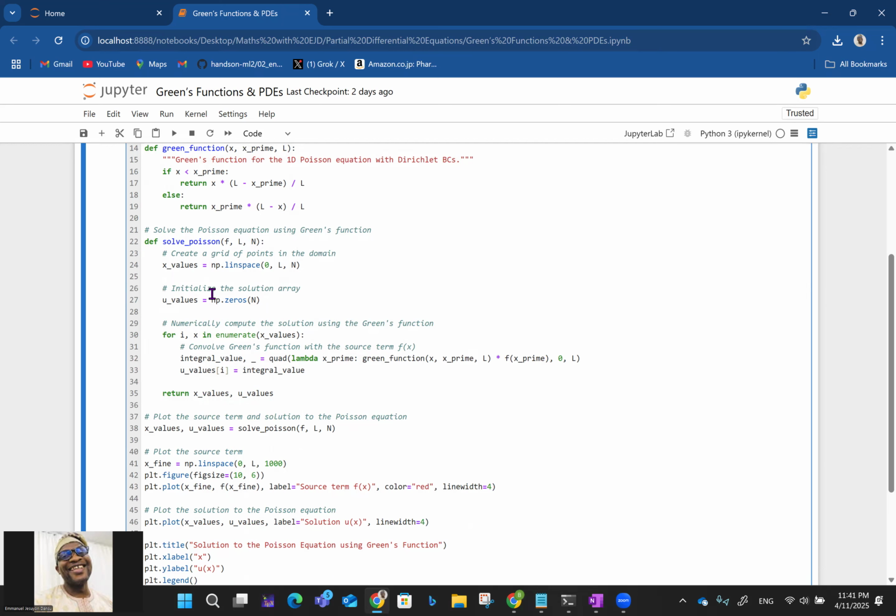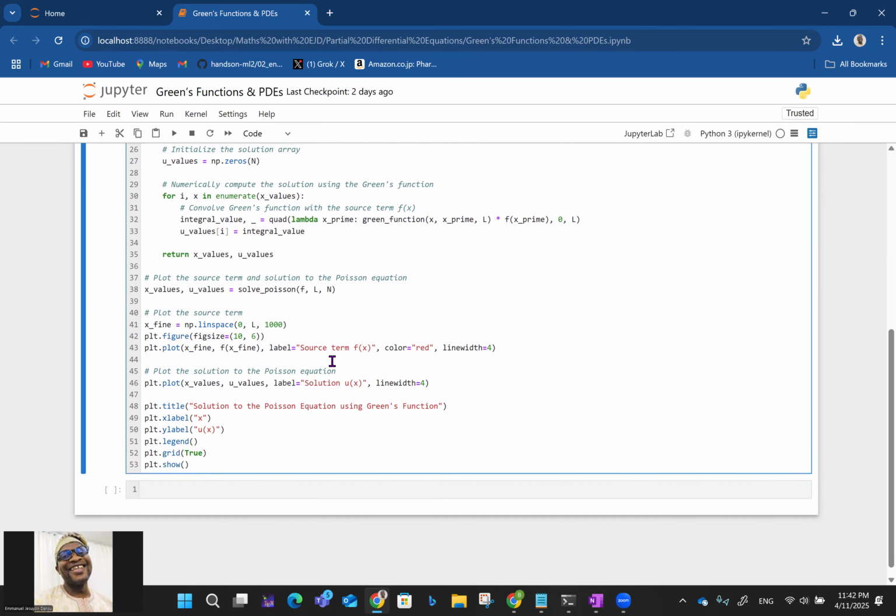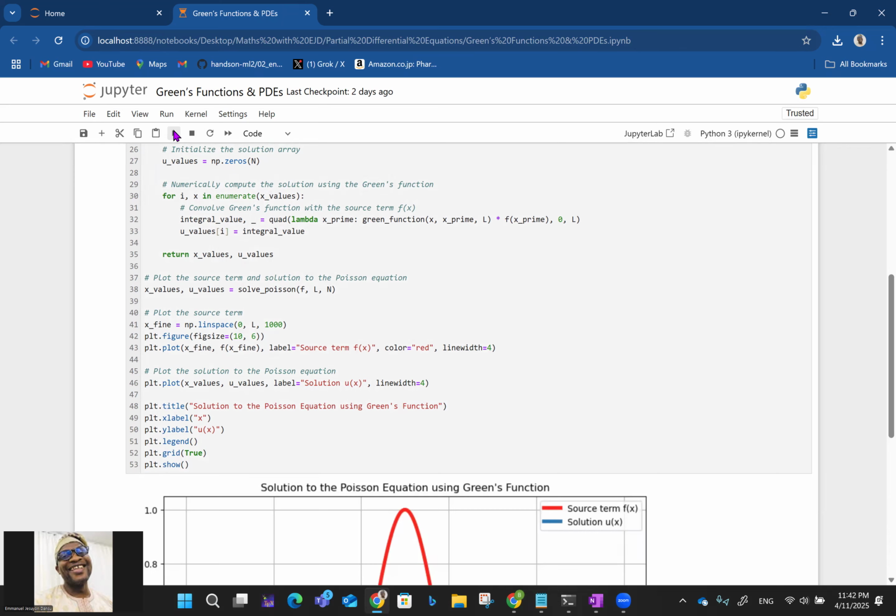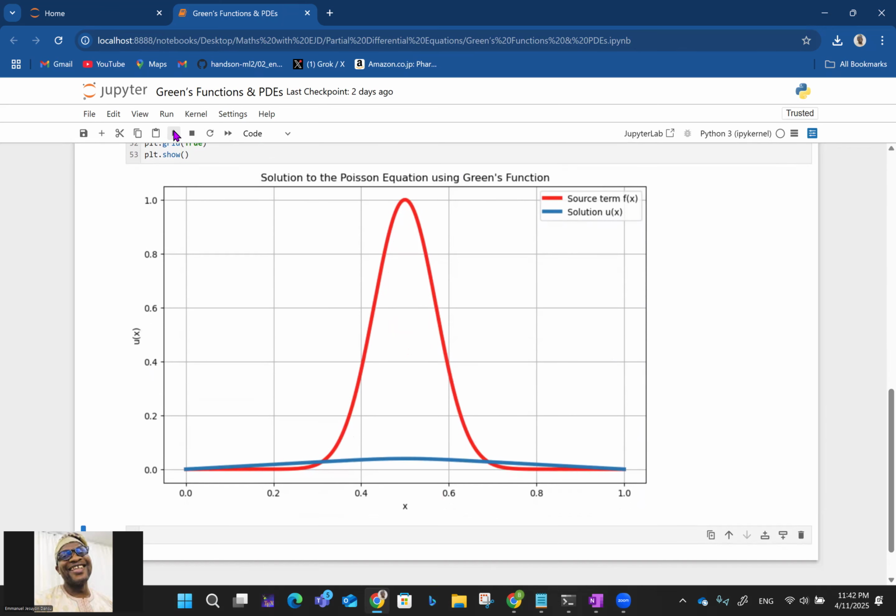Then we initialize the solution array to be u values equals this, and then numerically compute the solution using the Green's function. So for ix enumerate the x, for each x value now, you get the integral value, and you have quad lambda x prime, and so on. So by the time you go through this, you have a good grasp. So I just click on this and run it, and then we get this expression. So that's the solution to the Poisson equation using Green's function.